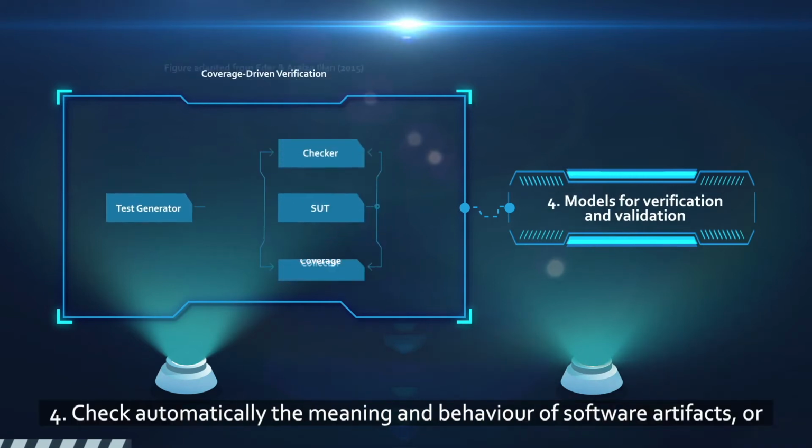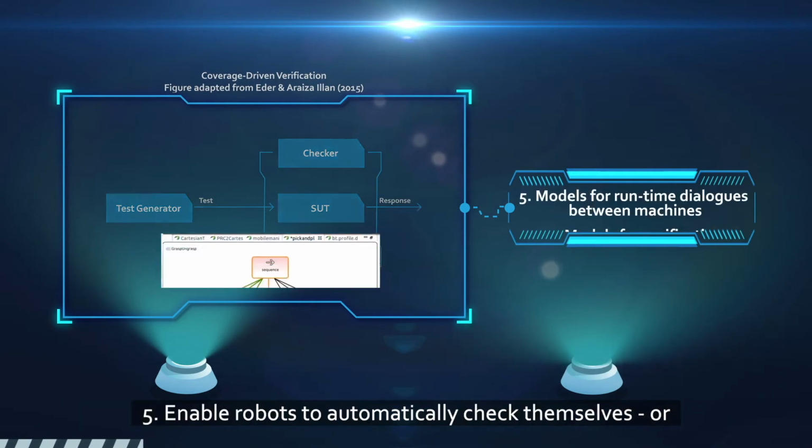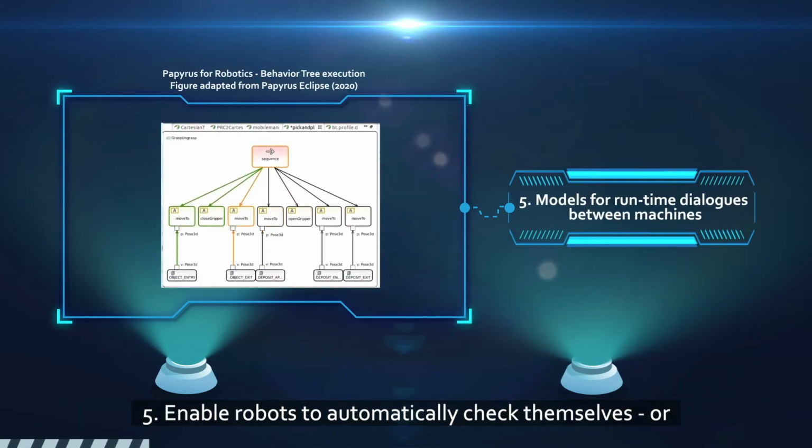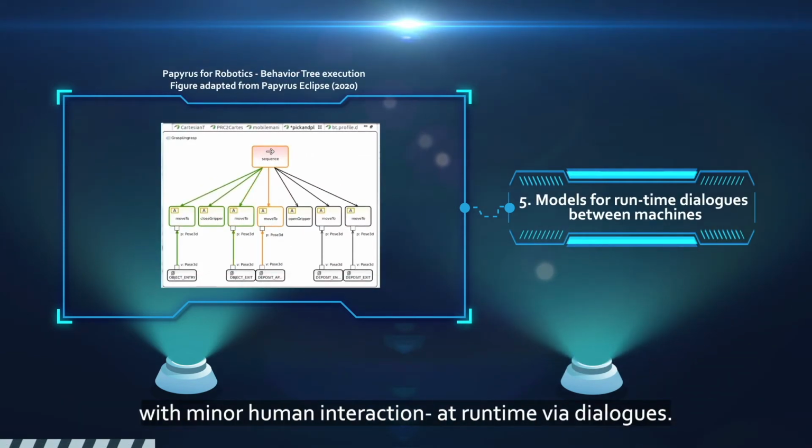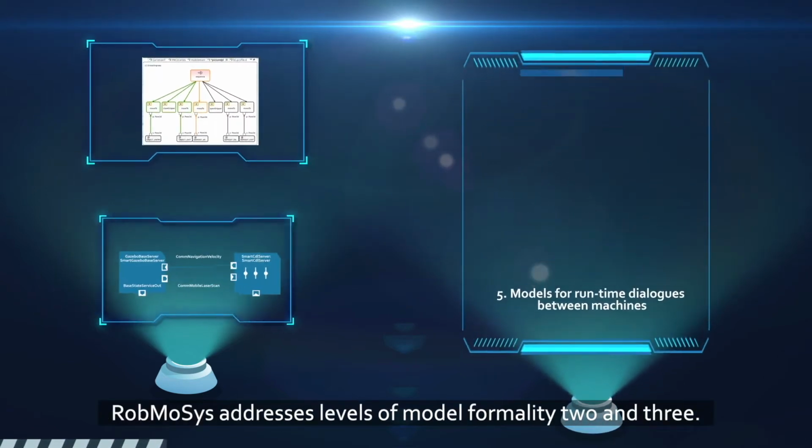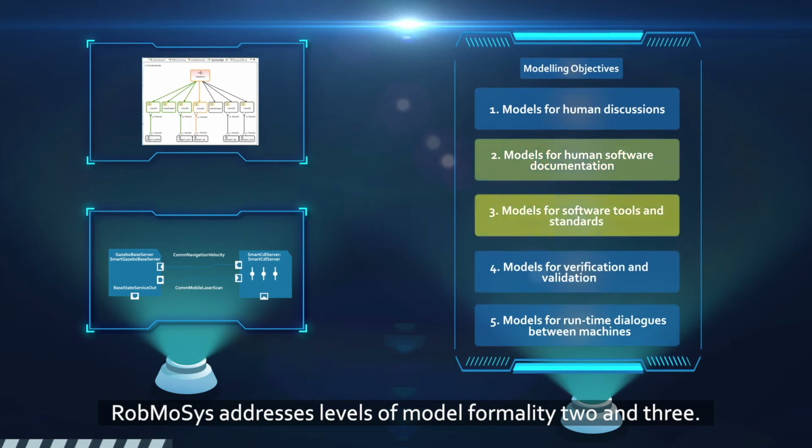4. Check automatically the meaning and behavior of software artifacts. Or 5. Enable robots to automatically check themselves, or with minor human interaction, at runtime via dialogues. RobMoSys addresses levels of model formality 2 and 3.